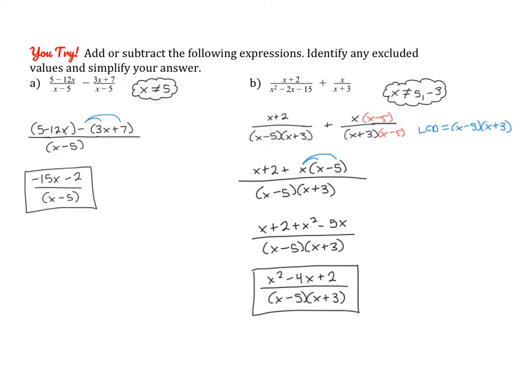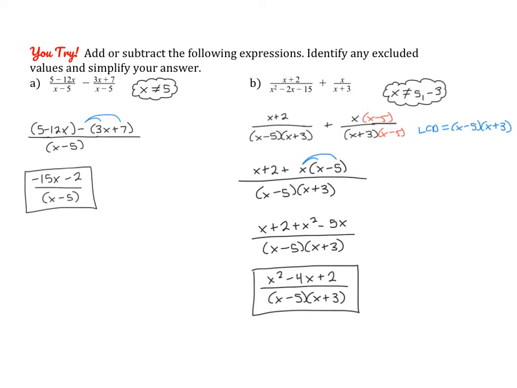All right, go ahead and check your work. So for part A, the denominators are already the same, so this is a nice problem. Our one excluded value is that x cannot equal positive 5. Again, since the denominators are the same, we're ready to subtract the numerators. Just be careful that you distributed that negative. So you should get negative 15x minus 25 minus 7 over x minus 5. And then here's our excluded value again.